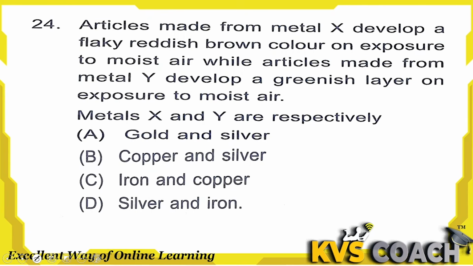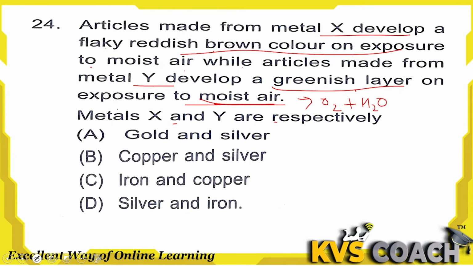Next is article made from the metal X develops a flaky reddish brown color on exposure to moist air, while article made from metal Y develops a greenish layer. X develops a reddish brown layer and Y develops a greenish layer when exposed to moist air. Metal X and Y are respectively. If the air is moist, it means oxygen is present and water is also present in the air, okay. Moist means water is also present. So A, gold and silver. Gold and silver, if they are pure, do not react with oxygen, okay. B, copper and silver. Silver does not react with oxygen.